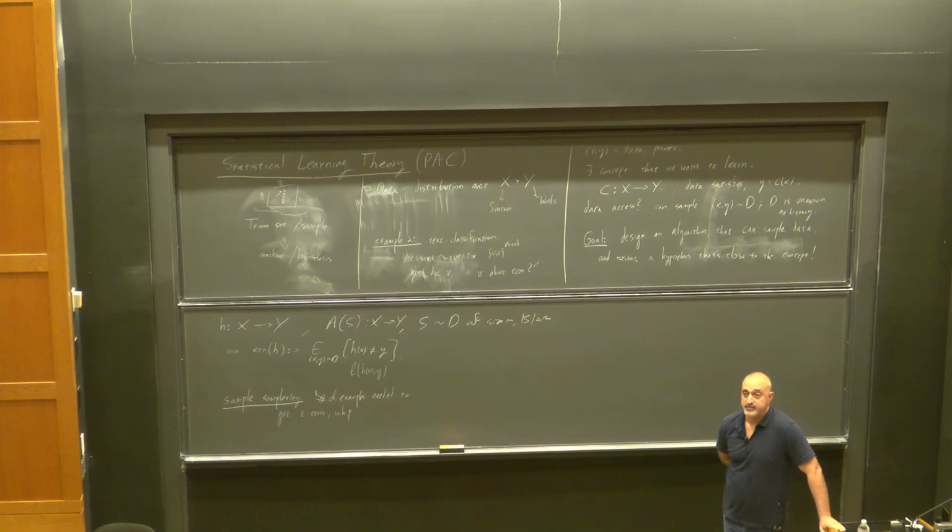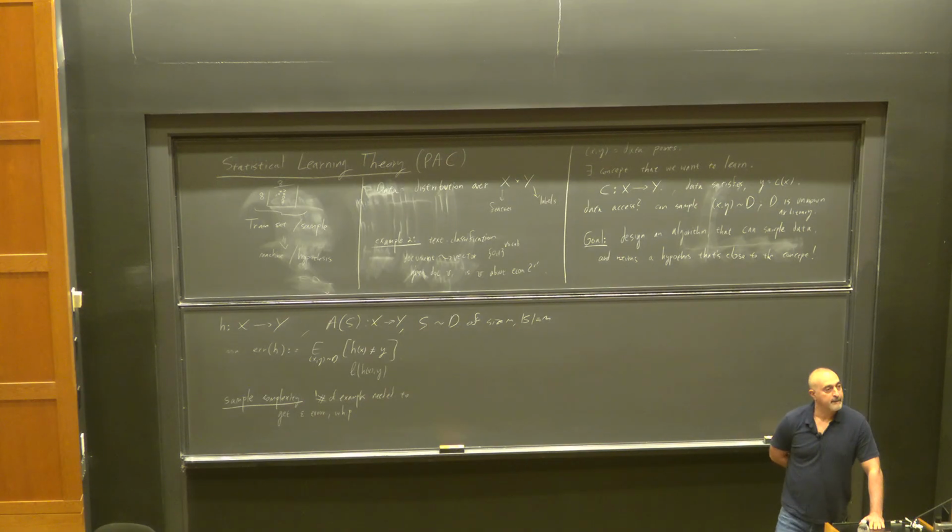Questions? Shouldn't S be distributed according to the product distribution, since it's m samples? Yeah, it is. But I denoted it like this, S from D. This is shorthand, meaning that every single item in S was sampled according to D, according to my data access model.